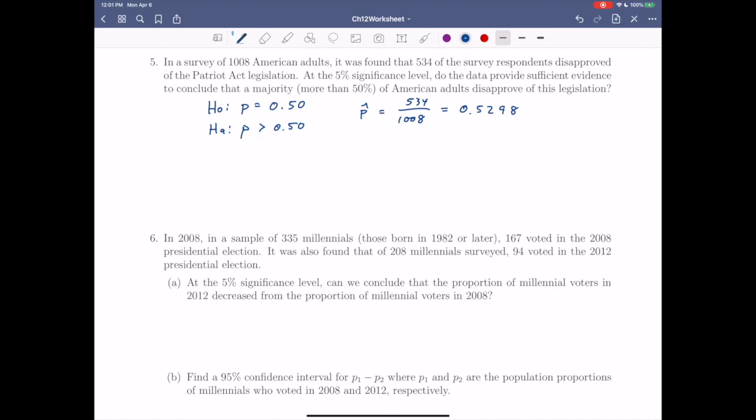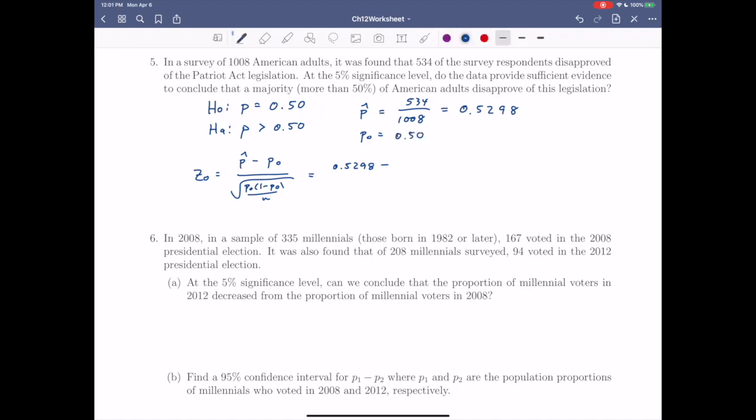So what we're going to do is compute our test statistic Z0. And remember, our test statistic Z0 was p hat minus p0 all over the square root of p0 times 1 minus p0 over n. So here p hat is 0.5298. p0 is the value that we're testing, so that's the 0.5 value.